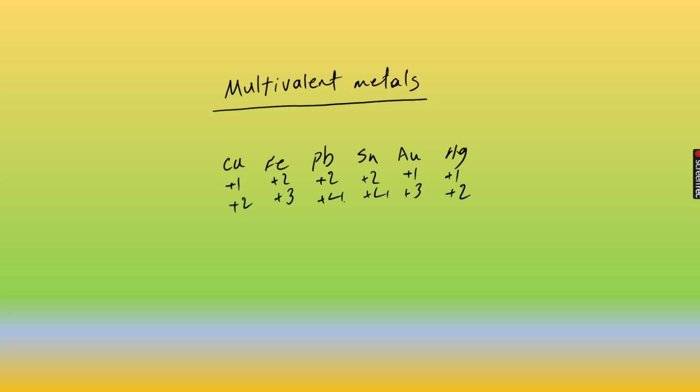Okay, multivalent metal. How can we show the valency? For example, we have to show it with a Roman numeral. For example, copper 1. In the parentheses, you have to write copper 1 or copper 2. You know the Roman numerals.